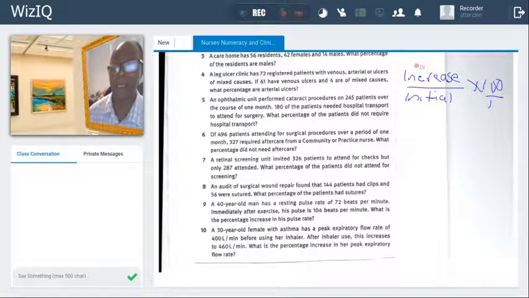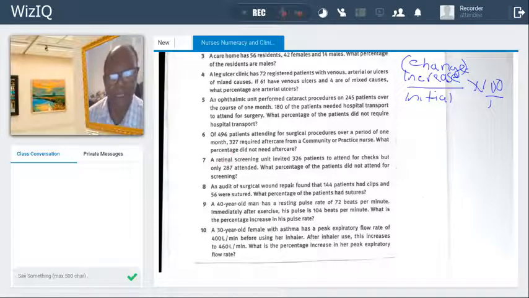Another way is change. So change can be negative, can be positive. So you're going to put change divided by initial times 100. Very, very important to make sure you don't need both, you only need one of them. If it's easier for you to use the change, look at the change.